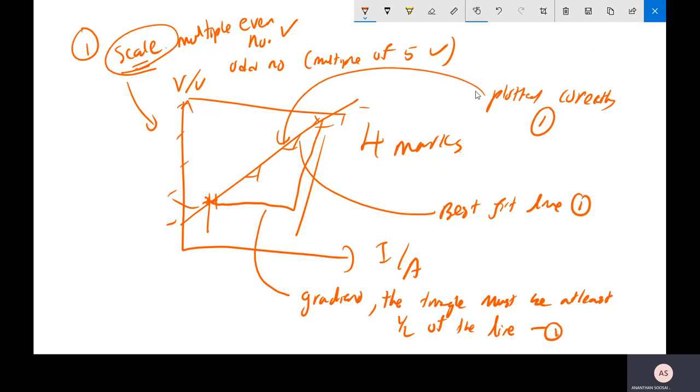Okay, so we stop here. So today's lesson just about graph. So tomorrow we go back to a new topic, nuclear.